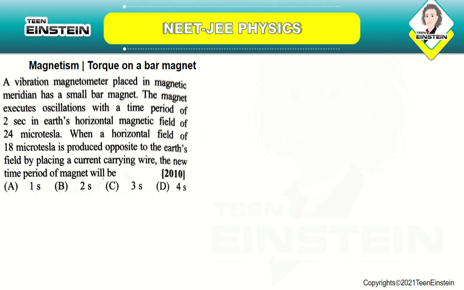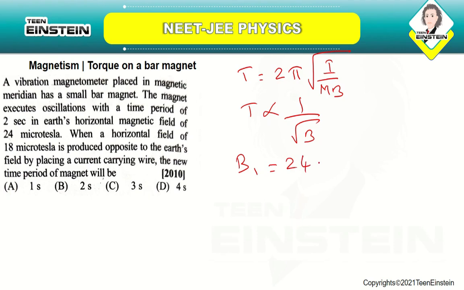Okay, so here the time period of the magnet T is equal to 2 pi root of I by mB. As the magnet used in both the cases is the same, I and m remain constant. So T will be inversely proportional to the square root of the magnetic field. Okay, because we are using the same magnet. So Earth's horizontal magnetic field B1 is equal to 24 microtesla. So when a horizontal field opposite to the Earth's field is produced, B2 is equal to 24 minus 18, which is 6 microtesla.